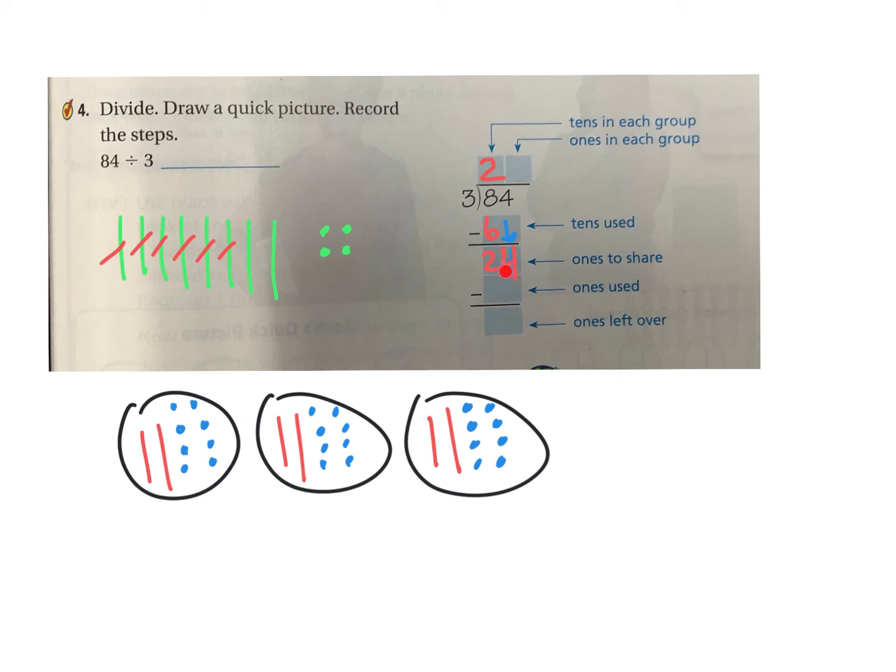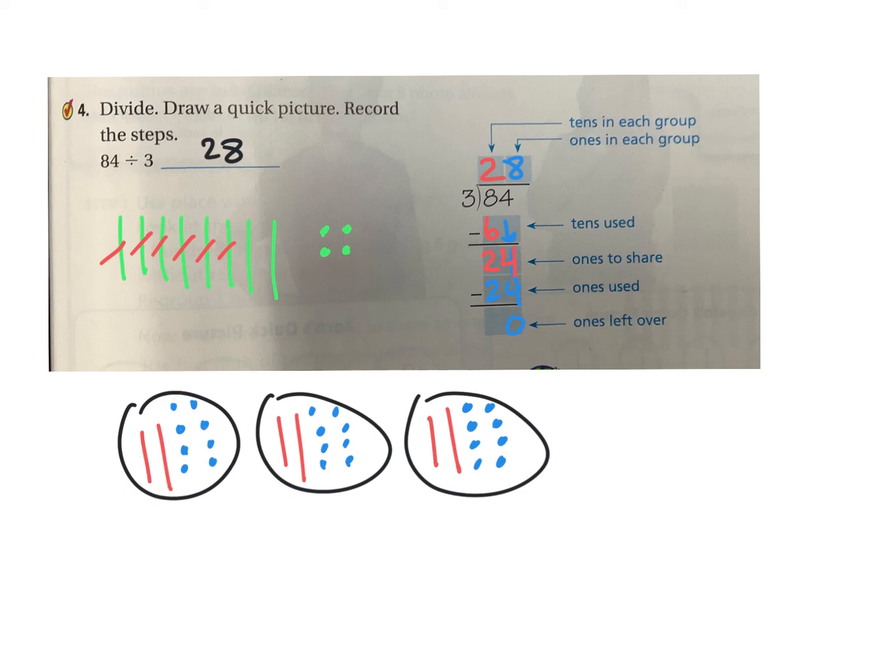So if I need to split 24 into 3 equal pieces, I'm asking myself 3 times what number gets me close to 24 without going over? Well, 3 times 8 does. Each of them got 8. And 3 times 8 is 24. And I have 0 left over. So my quotient, the answer, is 28. Each of the groupings got 2 tens and 8 ones for 28.